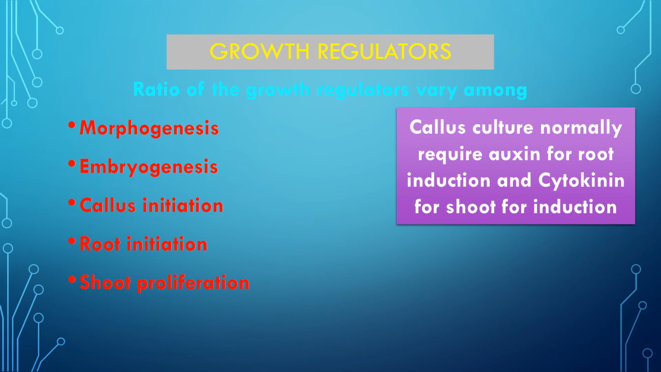The ratio of the growth regulators varies among morphogenesis, embryogenesis, callus initiation, root initiation and shoot initiation. Generally, the initiation and maintenance of the callus culture requires both auxin and cytokinin, while only auxin is essential for the root culture and only the cytokinin for the shoot culture. The concentration of the plant hormones used also depends on the type of the explant used.